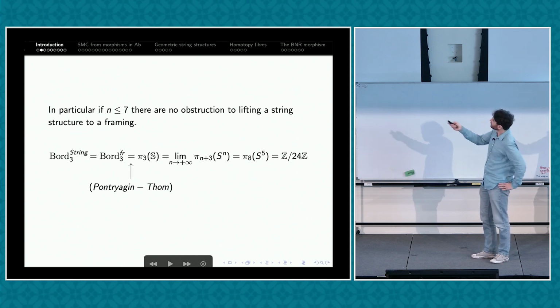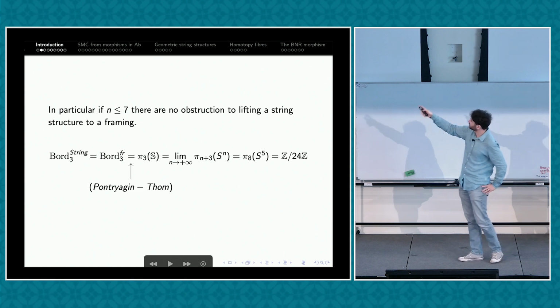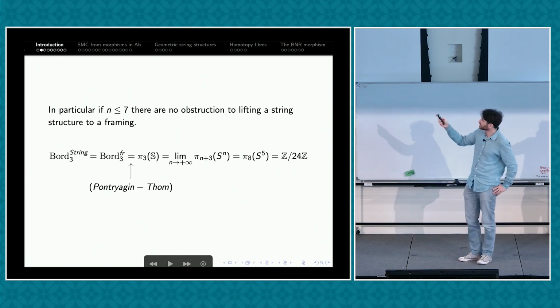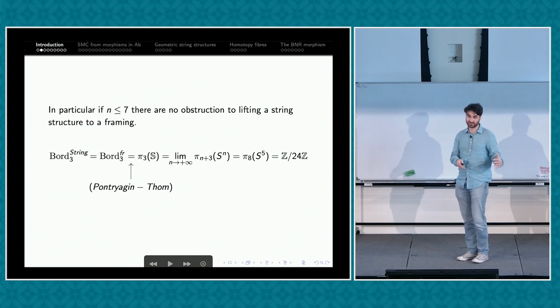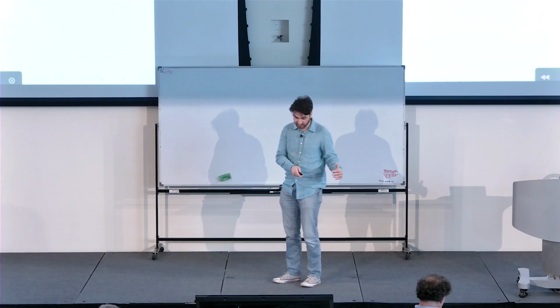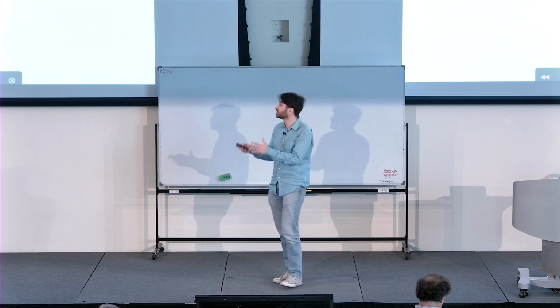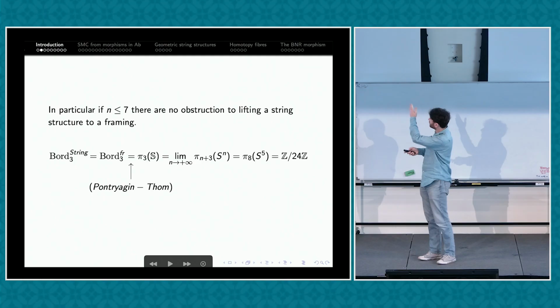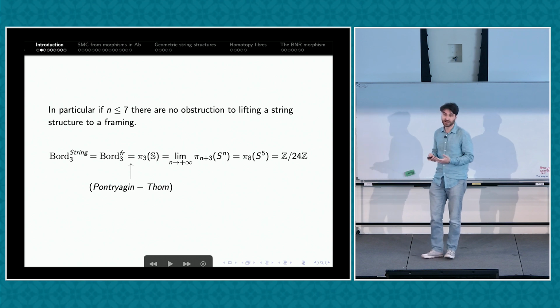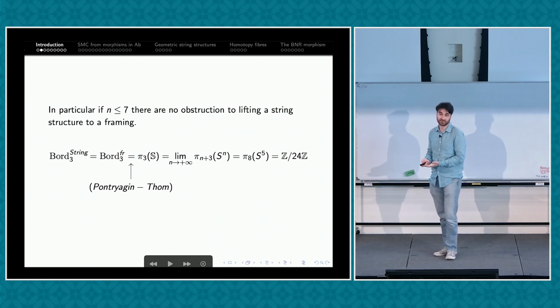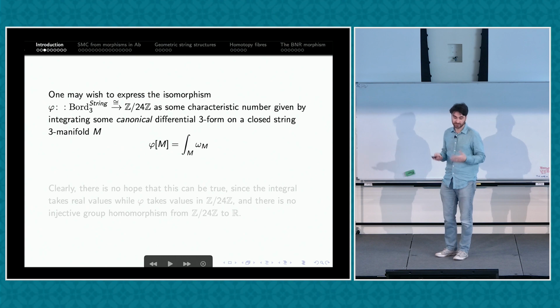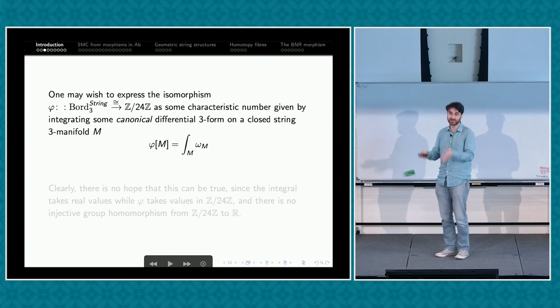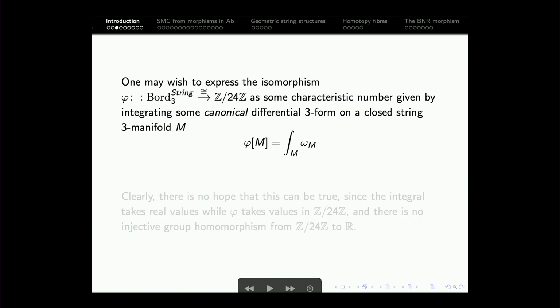So what does this sequence of isomorphisms tell us? That if I take a three-manifold with a string structure, to this three-manifold with string structure is associated an element in Z over 24. So we may like to realize this element in Z over 24 as some sort of characteristic number. So the ideal would be there is some characteristic class, I integrate it over M, and I get my number. Of course, this cannot work.